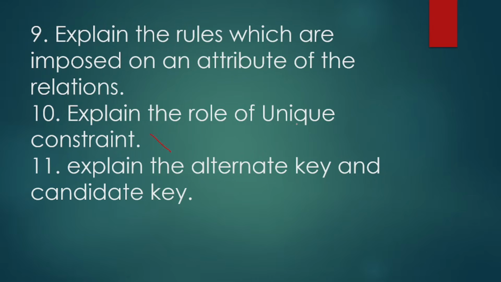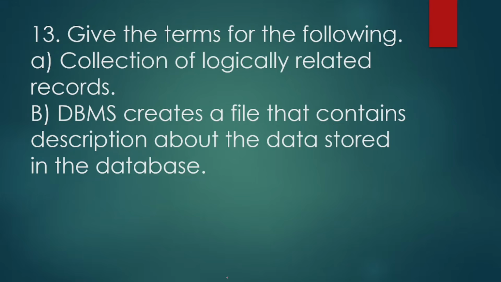Next question is, explain the role of unique constraint. Unique means the value should be different, right? Every value in the column should be different. That is a unique constraint. Explain the alternate key and candidate key. Candidate key we just discussed. Alternate key: whichever key we choose as the primary key, the remaining candidate keys are called alternate keys. That you have to mention.